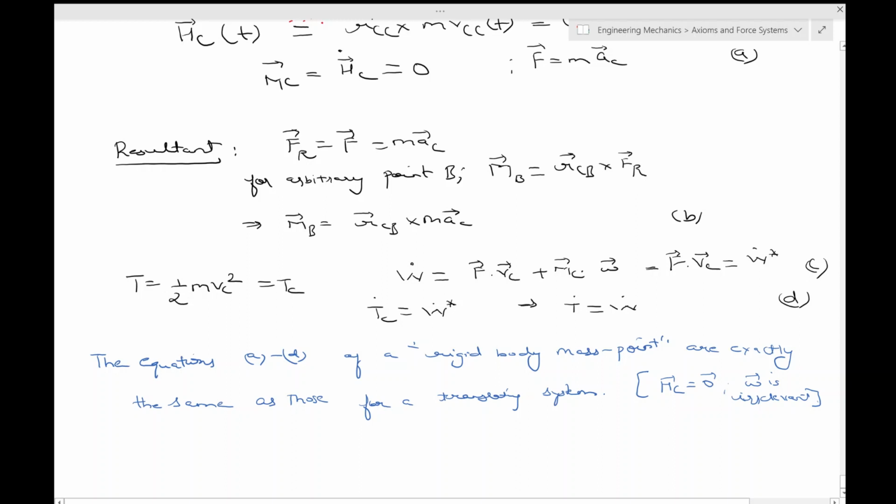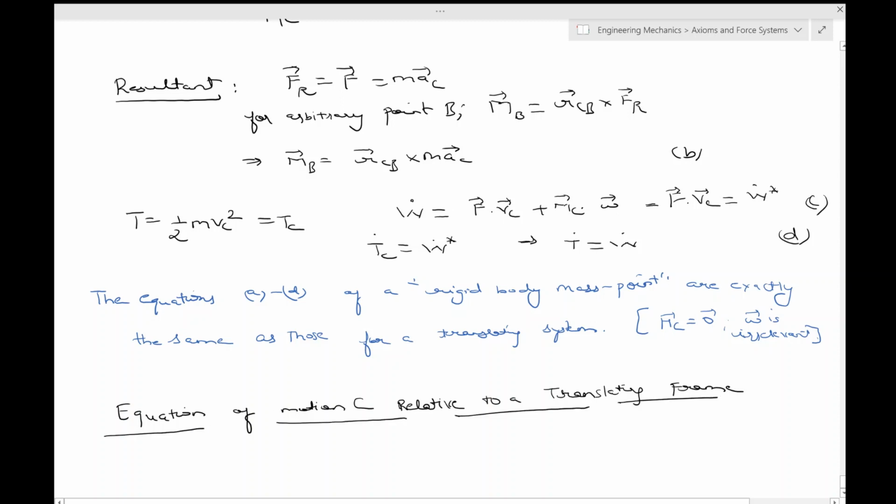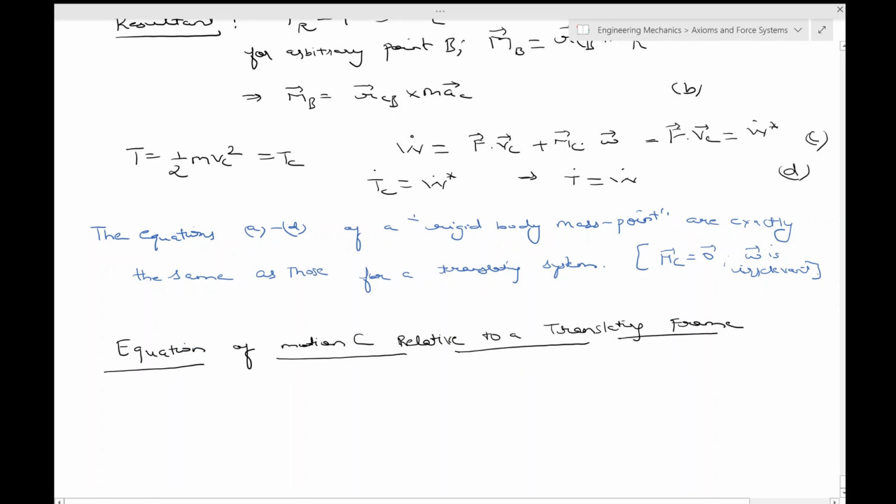dynamics of a rigid body with mass concentrated at the center of mass C, and perhaps the final topic which we can take up in this particular chapter on axioms and force system is the equation of motion of C relative to a translating frame. Okay, so we have had many translating frames, and let's just finally write the equation of motion of the center of mass relative to a translating frame.